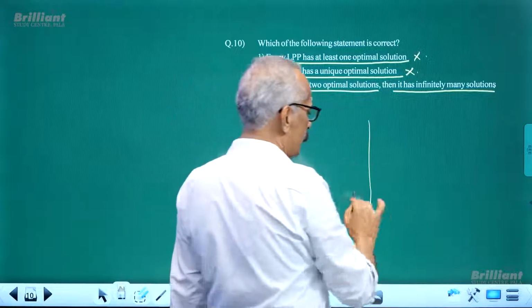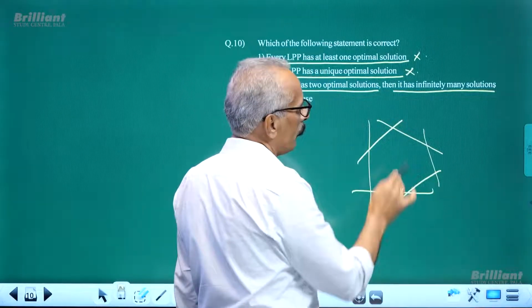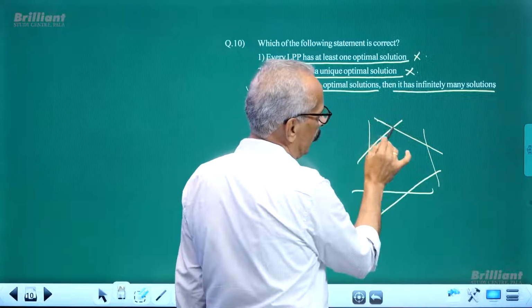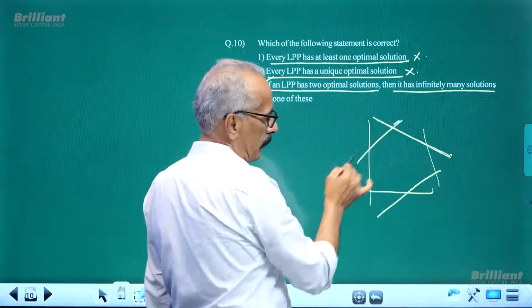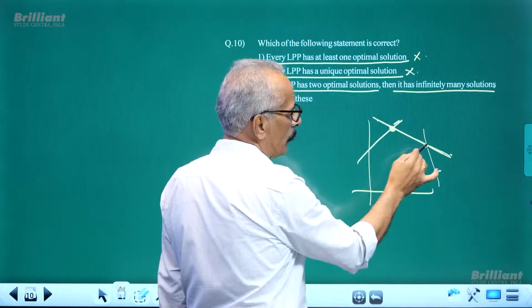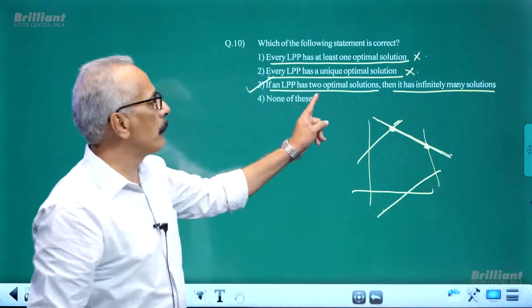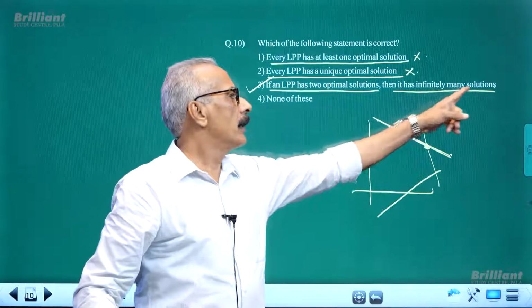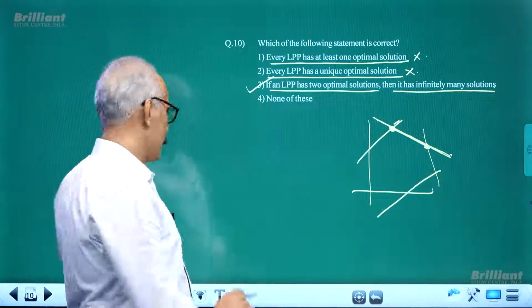Because when we take this region like this, and your objective function is parallel to any one of these constraints, then it will have optimum value at all these points. That's why if an LPP has two optimal solutions, it has infinitely many solutions. That is question number 10. 3 is your answer.